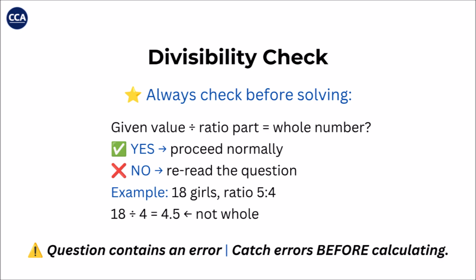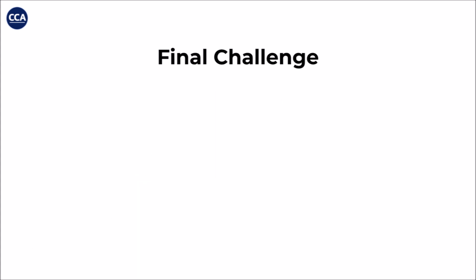In an exam, if your working produces a non-whole number of people, reread the question. Either the ratio or the given quantity contains an error. Always do a quick divisibility check before committing to the full calculation. Here is your final challenge, the hardest question in this series.